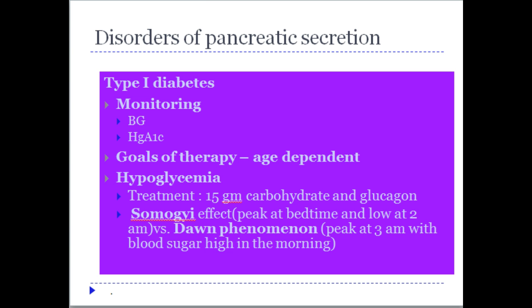So for treatment of hypoglycemia, you want to give them 15 grams of carbs and glucagon. Remember the Somogyi effect, which means that they peak at bedtime and then they have a low blood sugar at 2 a.m. And then remember too the dawn phenomenon, where they peak at 3 a.m. and then the blood sugar is high in the morning. Sometimes it's very difficult to adjust insulin depending on if they have either one of these.